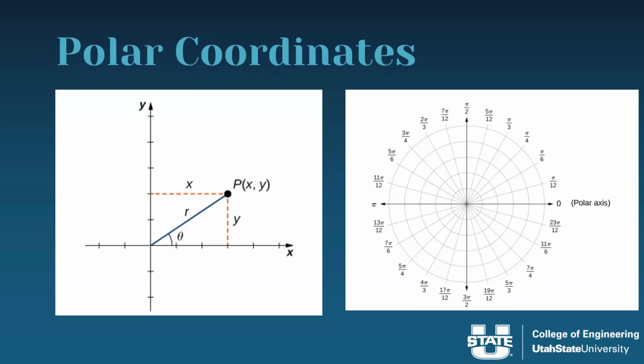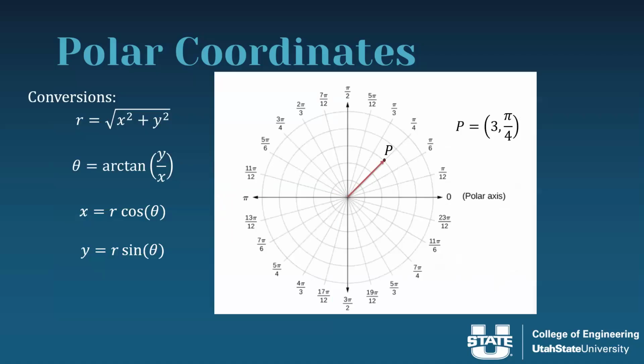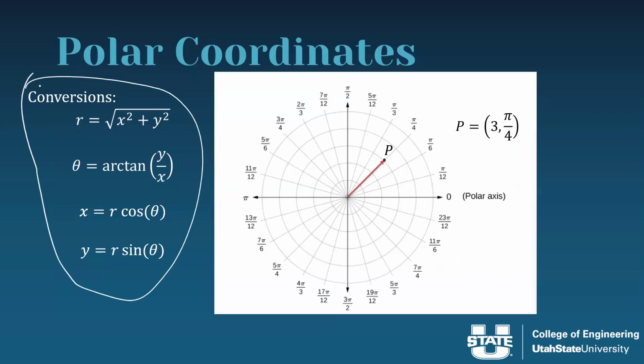Okay, we will run through some examples. These are our equations for this section. So r is equal to, obviously using the Pythagorean theorem, the square root of x squared plus y squared.